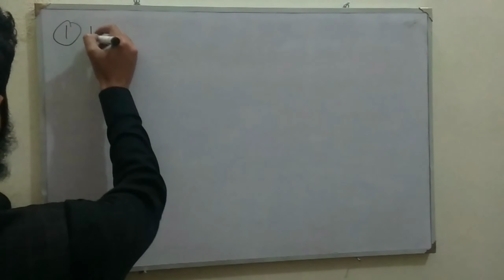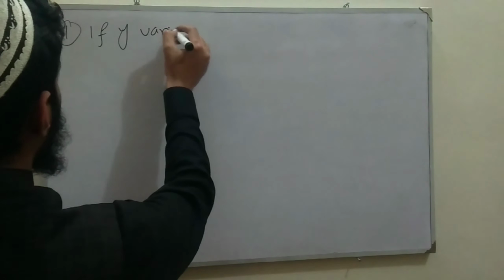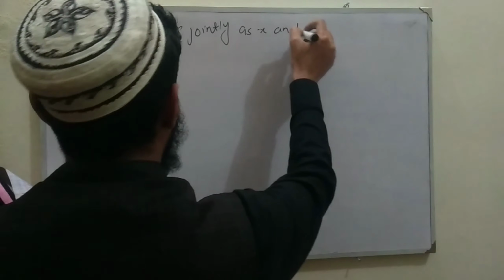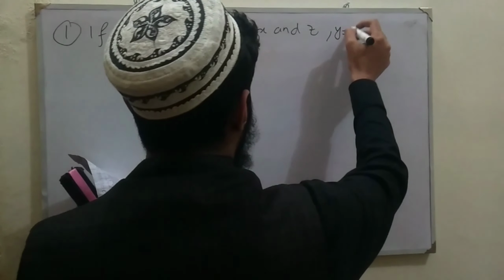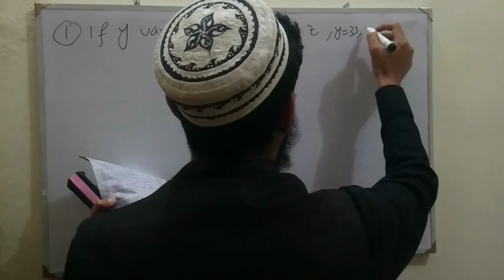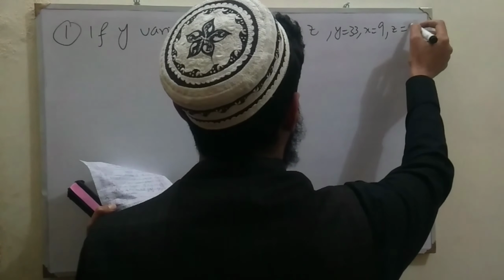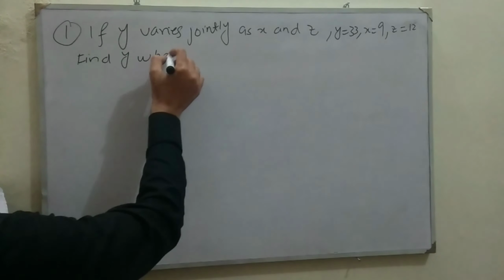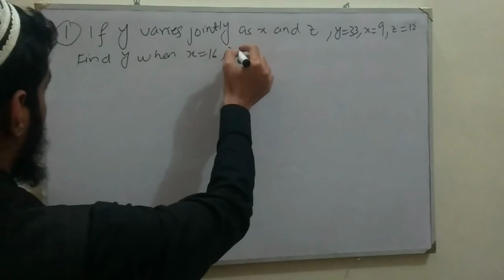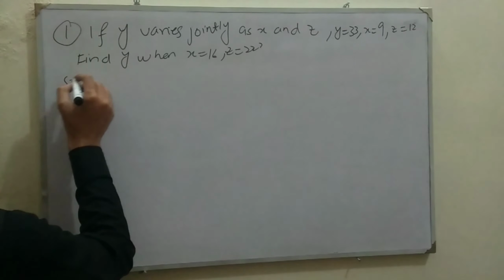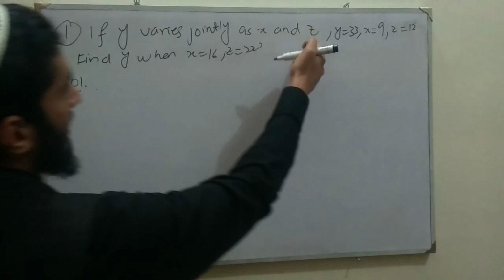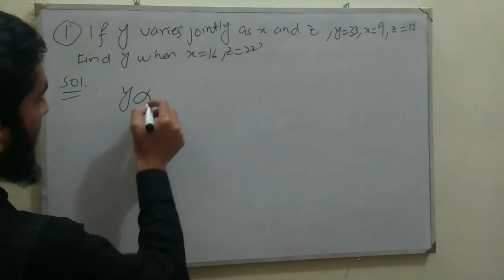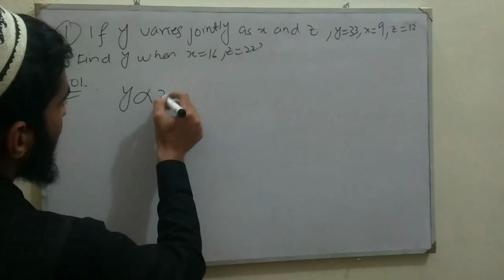Question number 1 tells that y varies jointly as x and z. y is equal to 33 when x is equal to 9 and z is equal to 12. Find y when x is equal to 16 and z is equal to 22. Solution. y varies jointly as x and z. Jointly means combinedly, together.